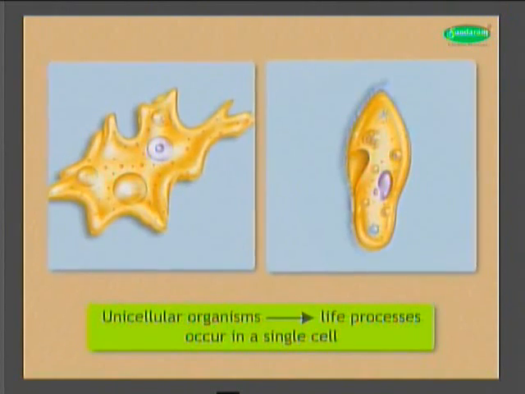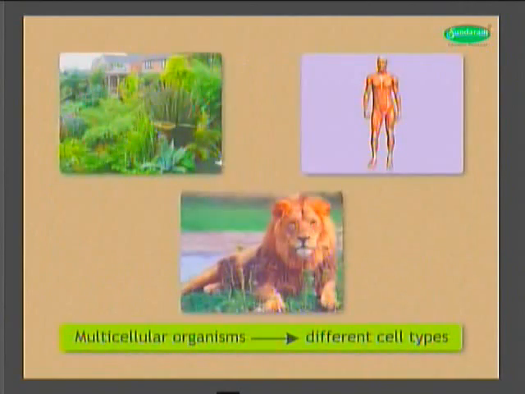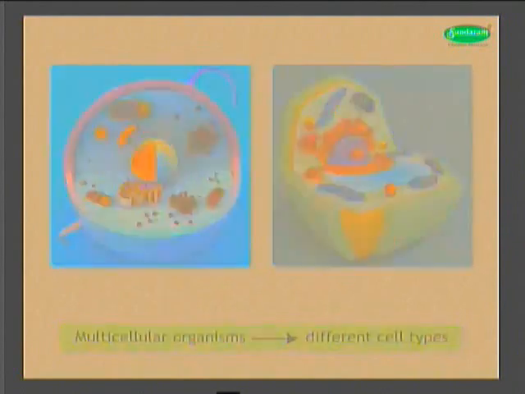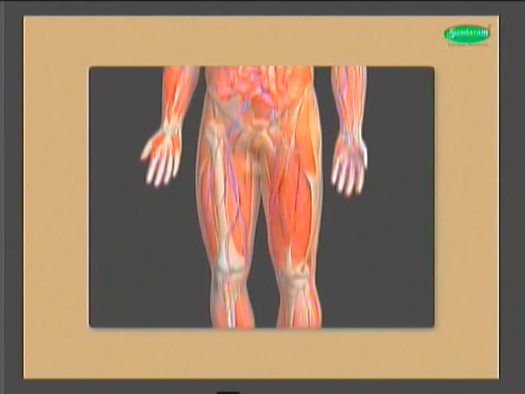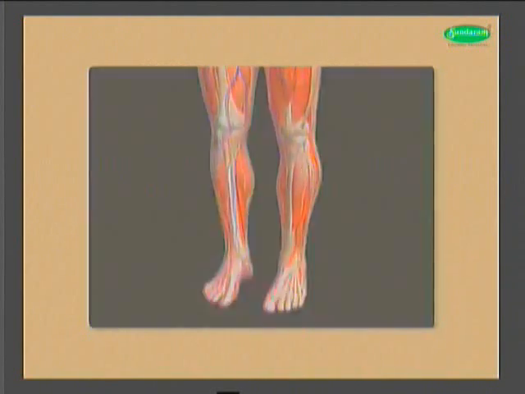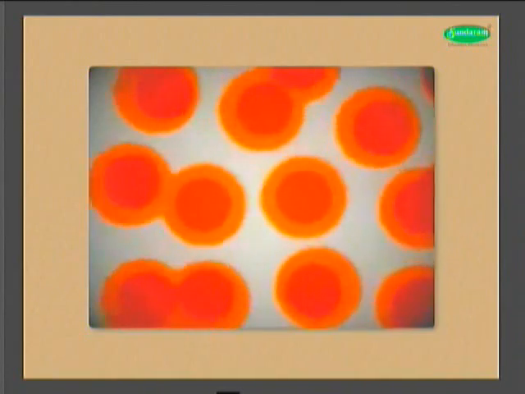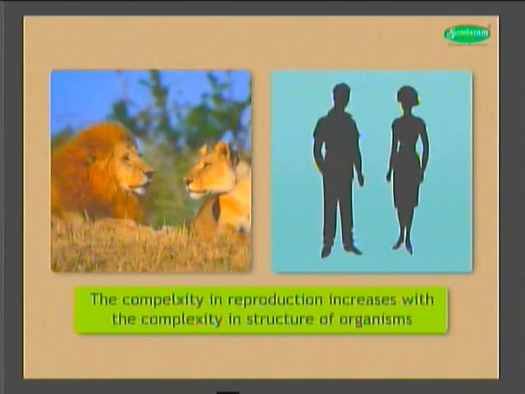In unicellular organisms, all the life processes occur in a single cell, while multicellular organisms have different cell types which perform different functions. They have special organs placed at a definite place in the body, which are formed by specific tissues. In such organized organisms, the method of cell-by-cell division to reproduce is impractical. Therefore, they show complex ways of reproduction. The complexity in reproduction increases with the complexity in structure of organisms.